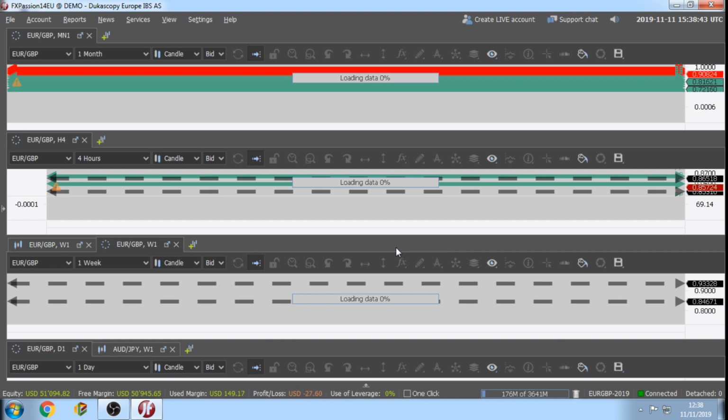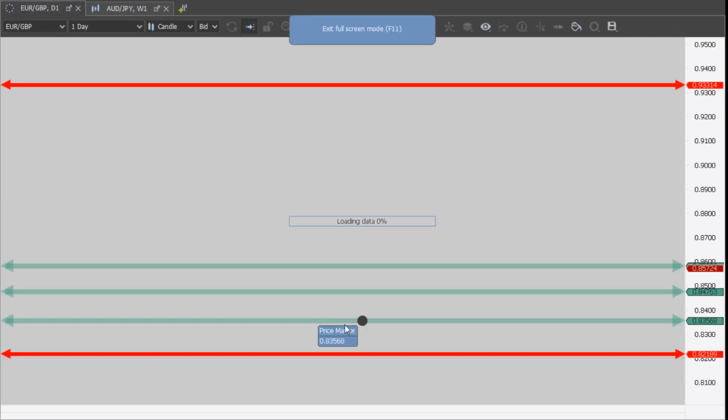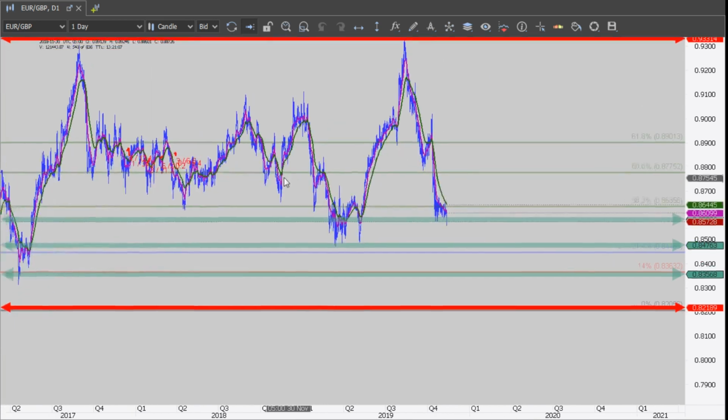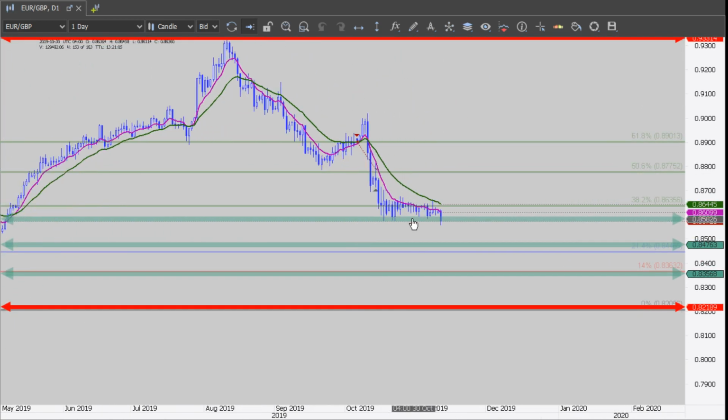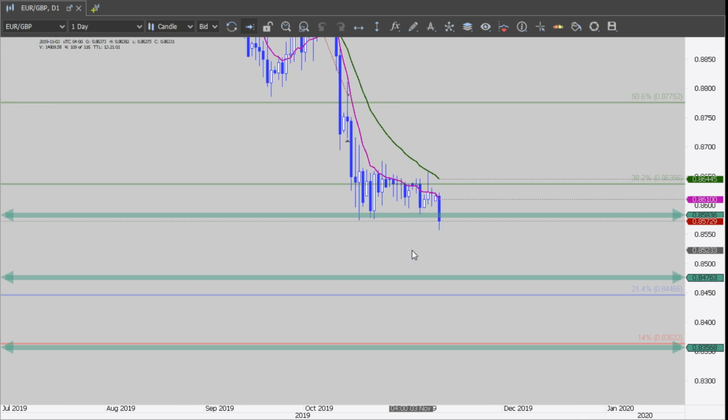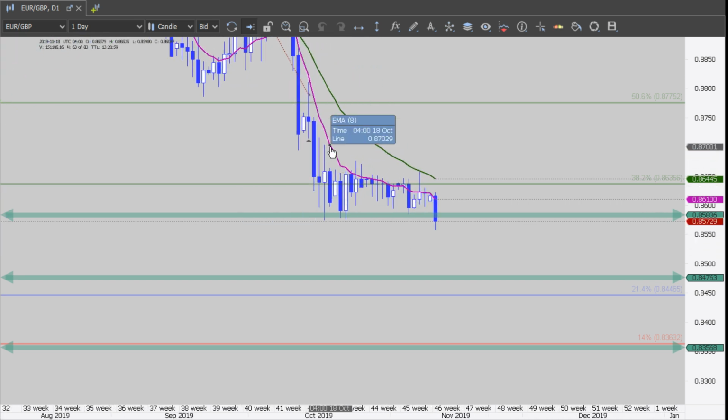Let's wait for the software to respond. We're going to check the daily chart directly. If it's still sideways, no trade. Okay. Oh yes, we have a trading opportunity.